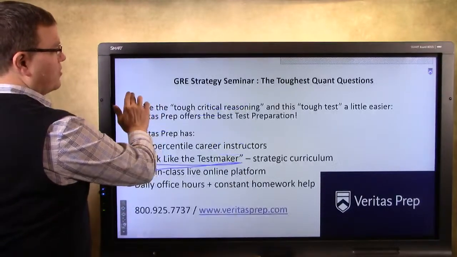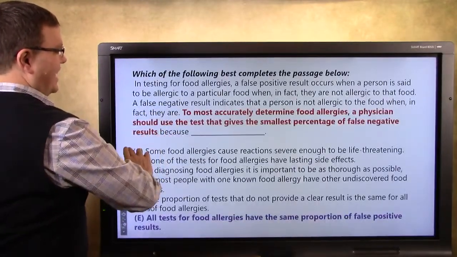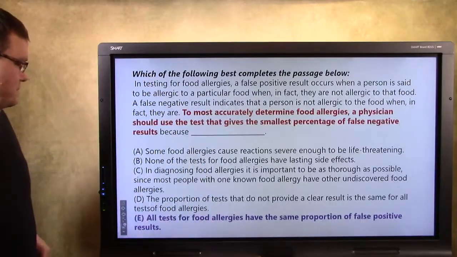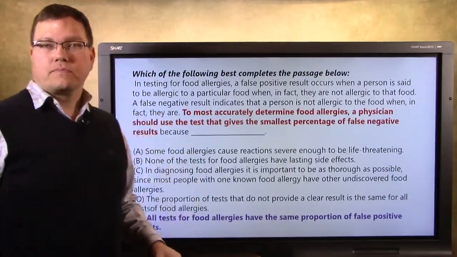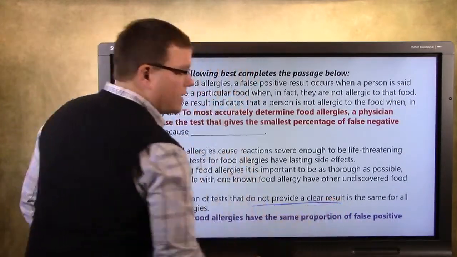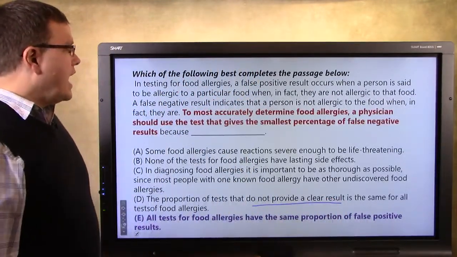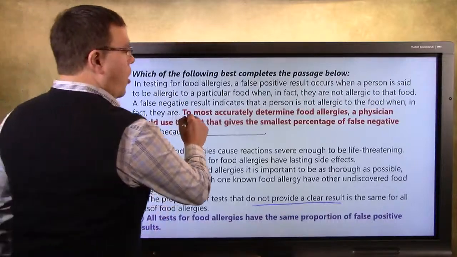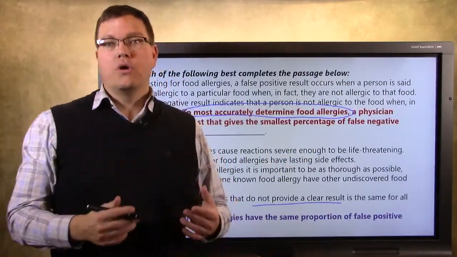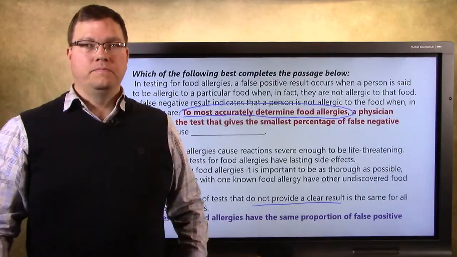I'm going to go back real quick to answer choices D and E, and then I'll put it on that slide to end, okay? So just really quick, D is wrong because not providing a clear result does not have the same impact on accurately determining food allergies. Think about it. You go in for a test.